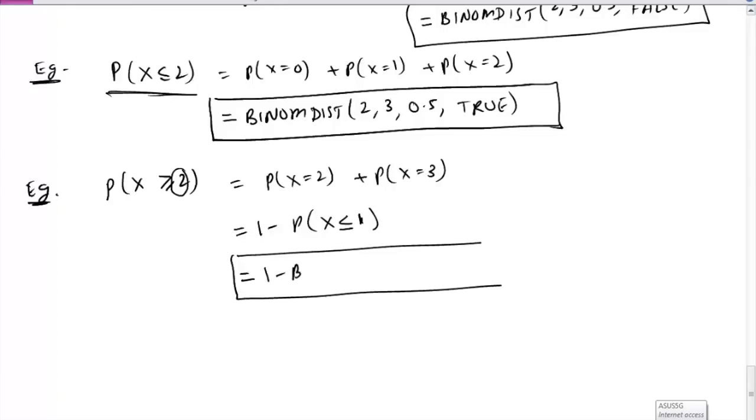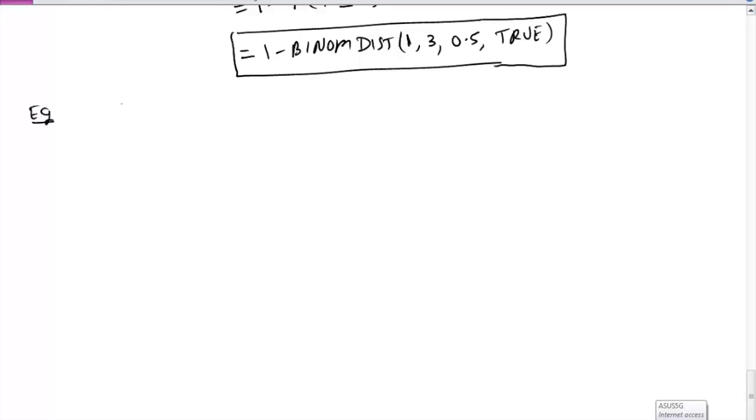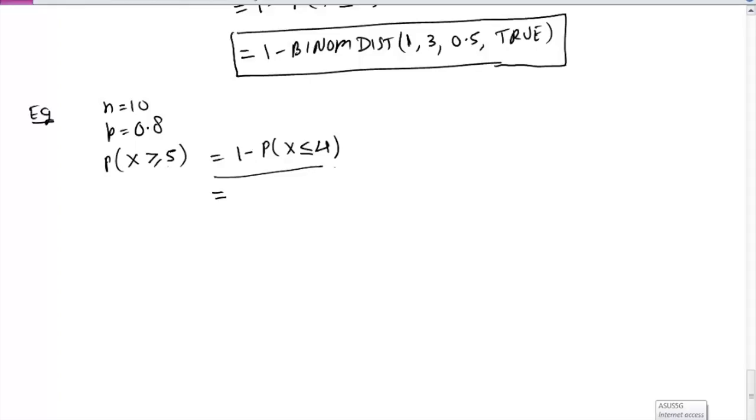equals 1 minus, another example. Suppose now your n is 10 and p is 0.8. So what is the probability of x greater than or equal to 5? So this you can write as 1 minus probability of x less than or equal to, because this is 5, now you have to put 4. And then your function will look like this.